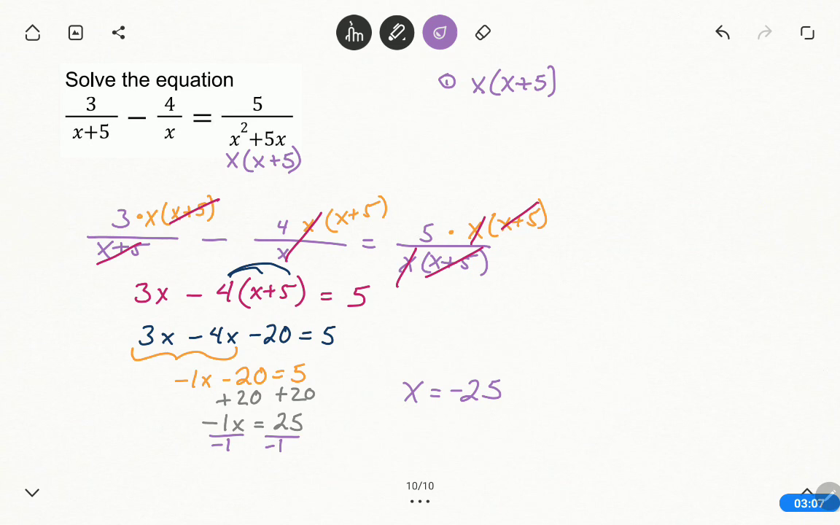We should also verify, make sure our answer is not an extraneous solution. To do that, we need to check the bottom of the fractions here. So if I do in the bottom negative 25 plus 5, that does not give me 0. So this one is not extraneous, at least for the first fraction. If you try the second fraction, negative 25, well, negative 25 is not 0, so we're good.